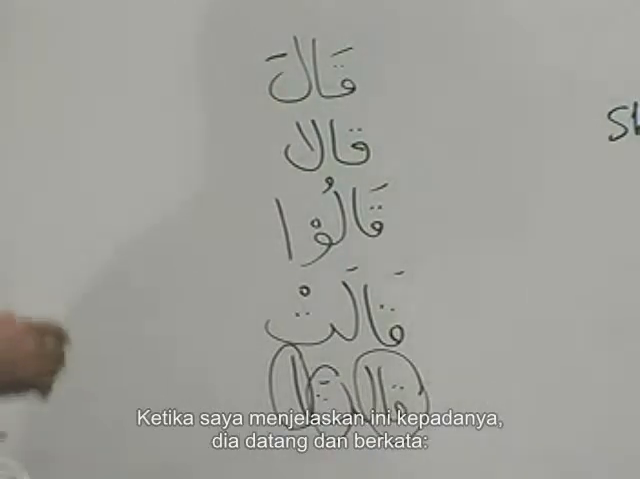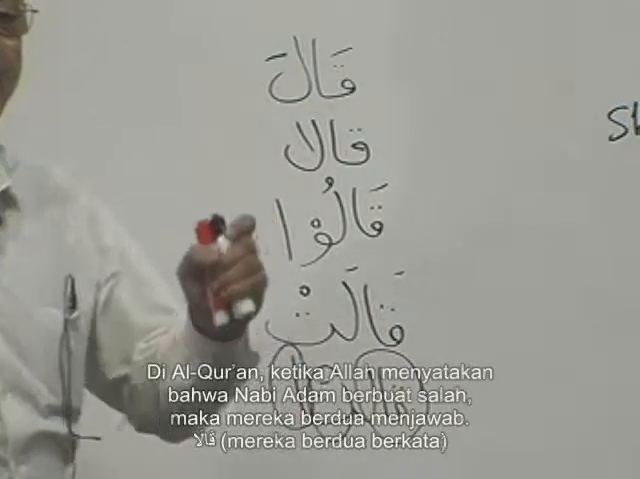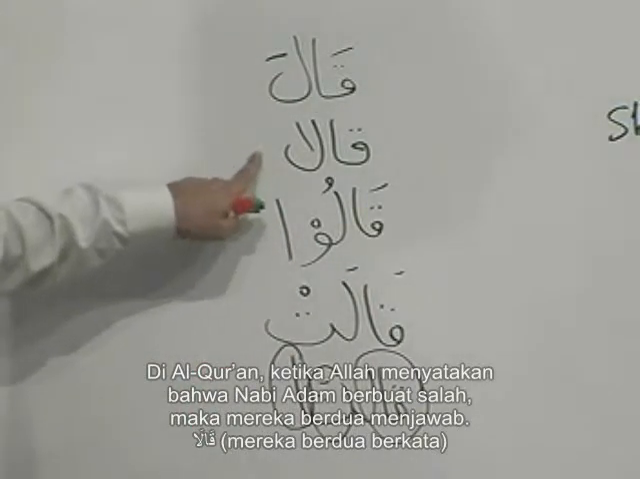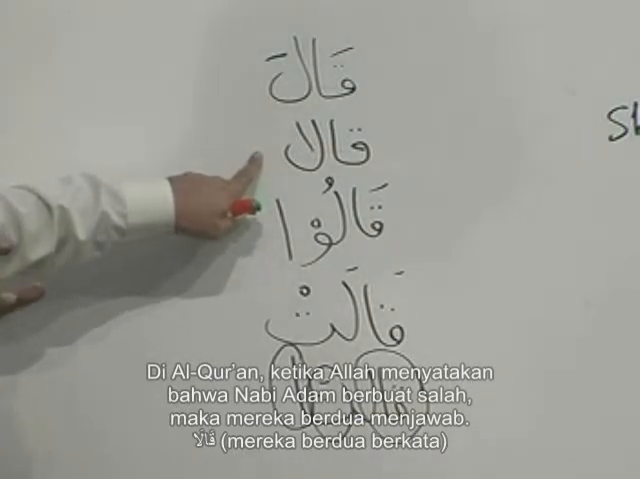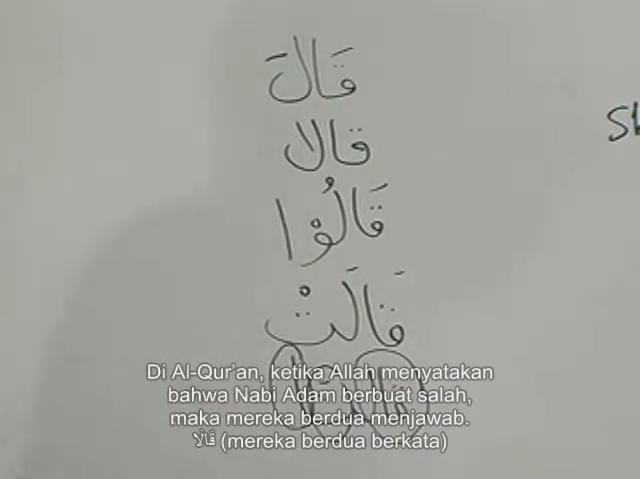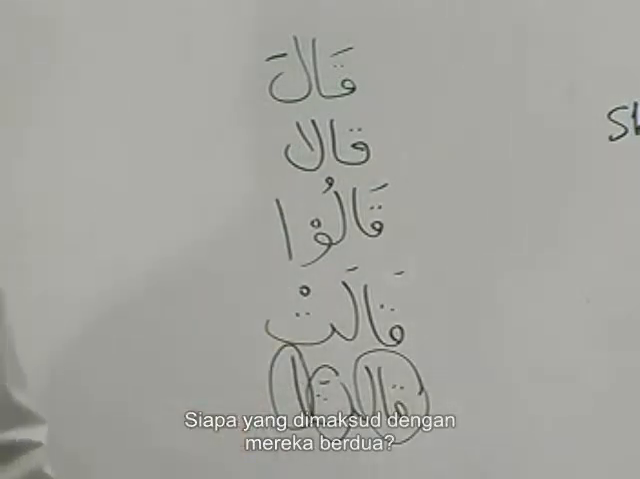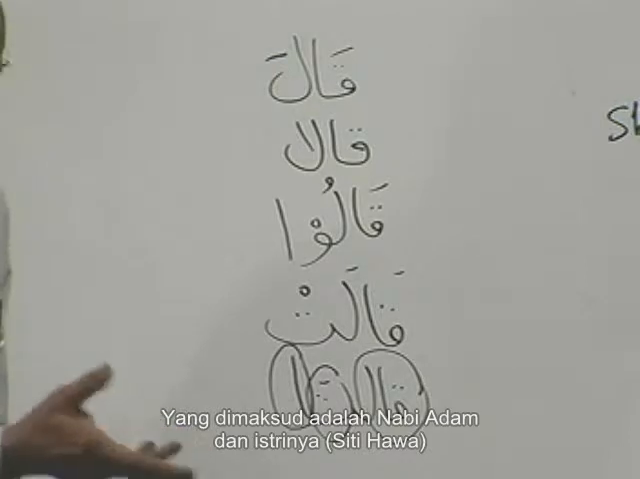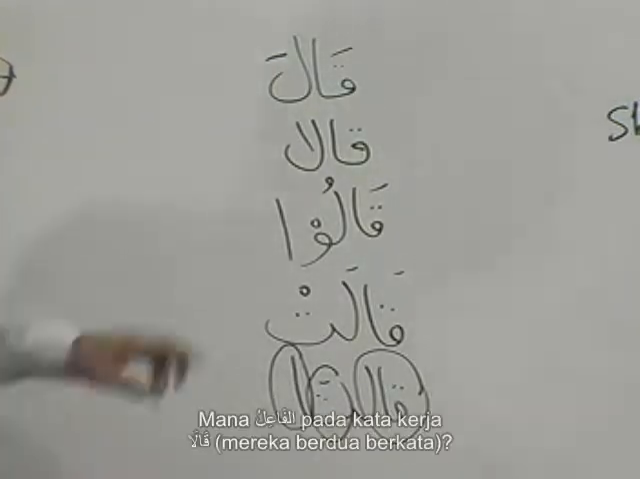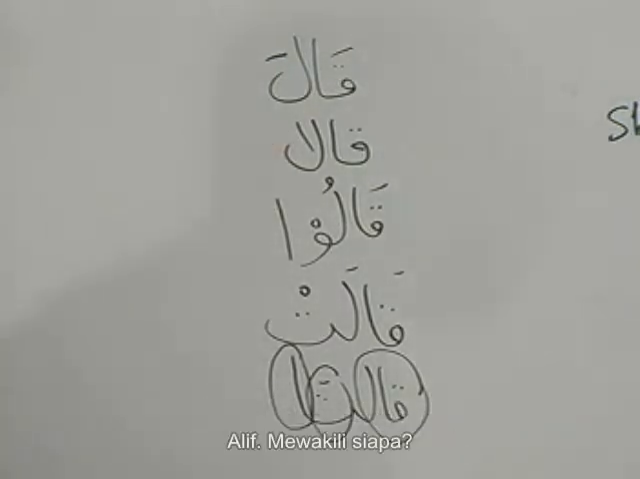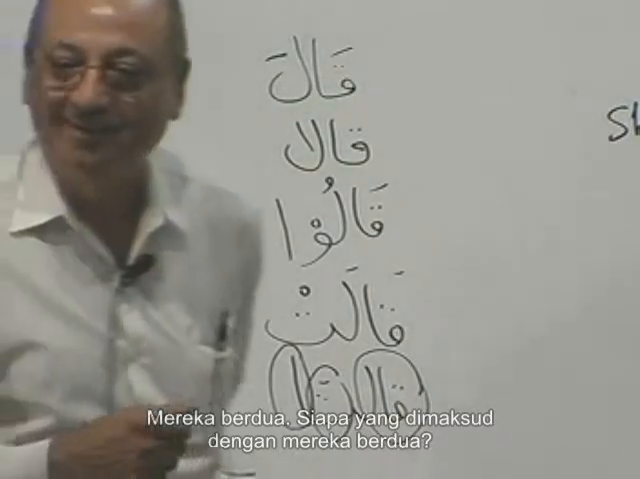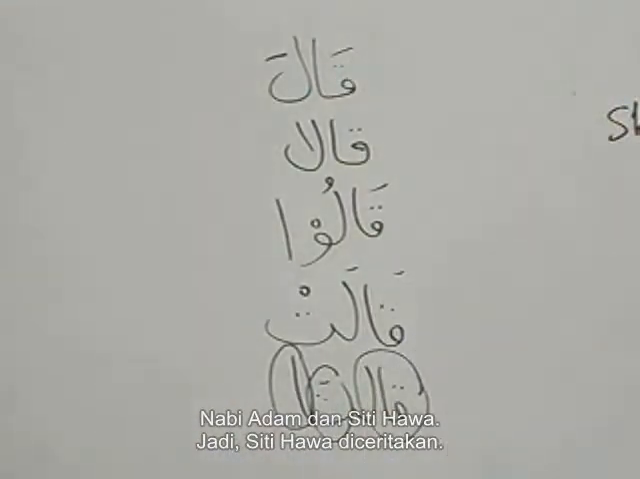Now, brother, when I explained to him, he came and said, in the Quran, when Allah addressed Hazrat Adam, they made a mistake, okay? And when they replied, they said, qala. Oh, who are those two then? So it is him and his wife. So where is the fa'il in qala? The alif. What does it represent? Two. So who are those two? Adam and Hawa. So Hawa is mentioned.